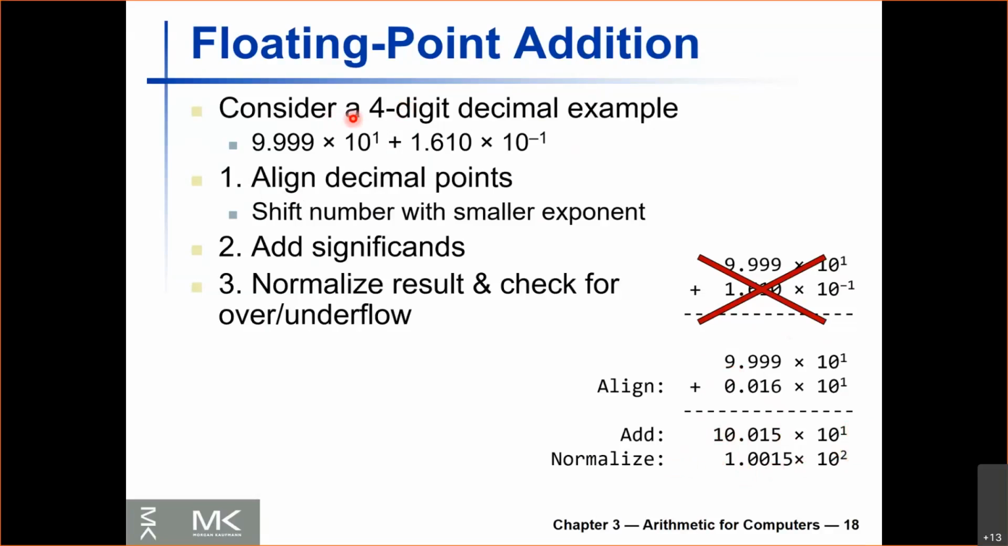Okay, so here, after we normalize, now we have a problem. Like I mentioned at the beginning, we're looking at 4-digit decimal values. So we assume we have a fixed number of digits that we are going to represent. Now that I normalized, I have more digits of precision than I want. I have 1, 2, 3, 4, 5 digits, but I only want to represent 4 digits. So what do we do in this case so that we can reduce the significand to just use 4 digits?